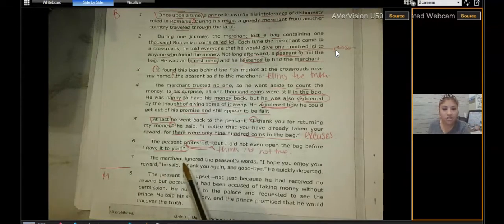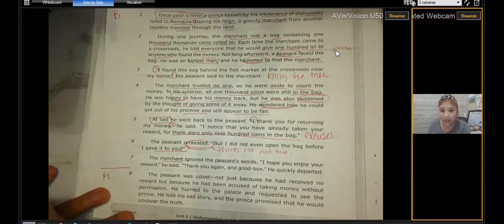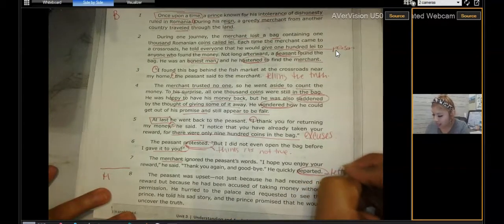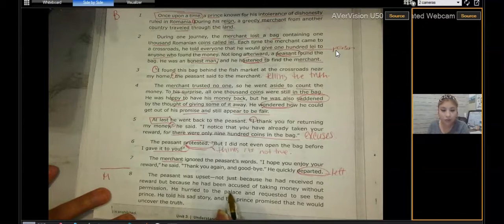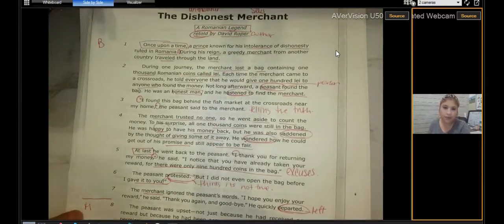Paragraph 7. The merchant ignored the peasant's words. I hope you enjoy your reward, he said. Thank you again and goodbye. He quickly departed. So what did the merchant do? What was an action he did? He left. He departed. So he left. And he says, I hope you enjoy your reward. Thank you again and goodbye. So he kind of just passed him to the side, right? All right, let's go back. Let's see everything that we've underlined.